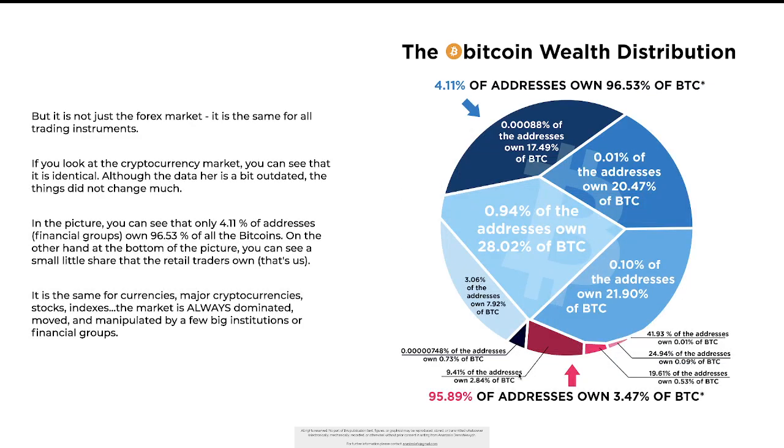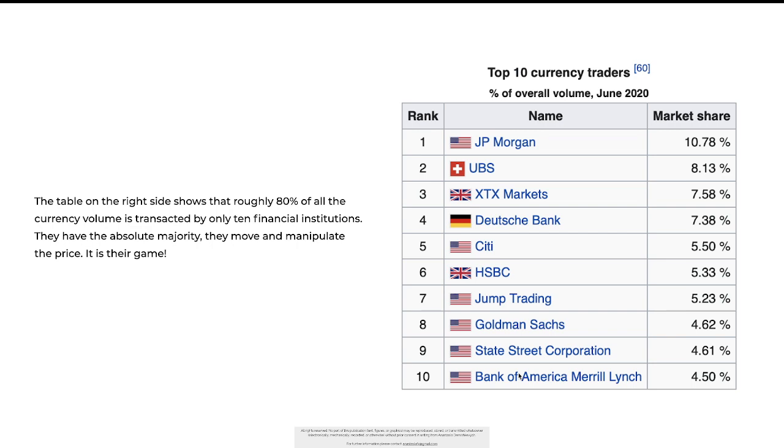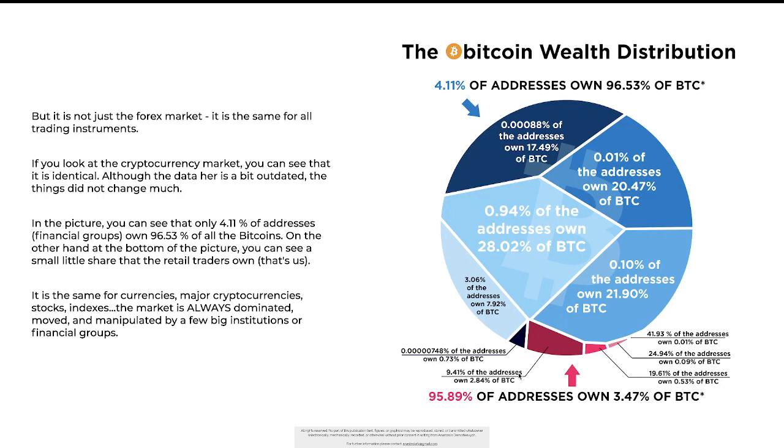And this, by the way, does not apply only to the currency market, right? This was a currency explanation. The stock market has more or less the same division of the volume. Now, this is the table for cryptocurrency. If you look at the cryptocurrency market, you can see that it is identical. Although the data here on the right side is a little outdated because it's taken from 2017, if I'm not mistaken, it still hasn't changed much since then.